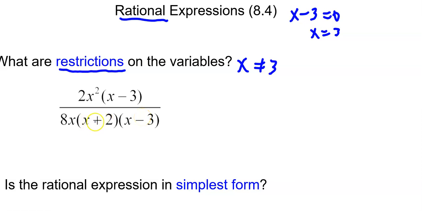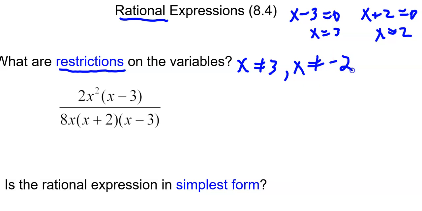Now look at this factor right here. We have x plus 2, so set x plus 2 equal to 0. Solve it, you get x equals negative 2, which means the restriction is x cannot equal negative 2. That's a restriction on the graph. And then this is actually a factor here, so we're going to set that factor x equal to 0. Solve, well, it is equal to 0. And so x can't equal 0.